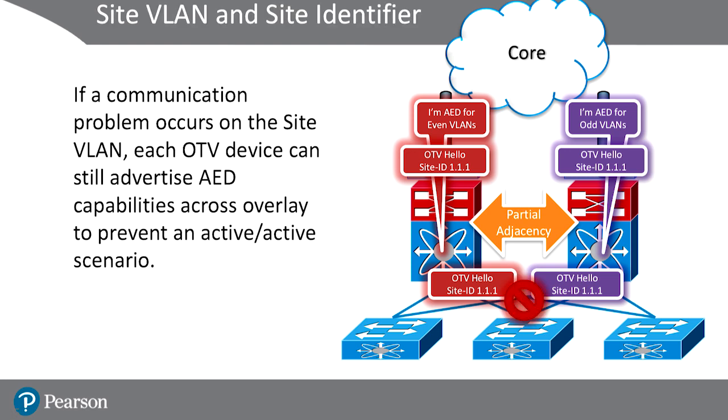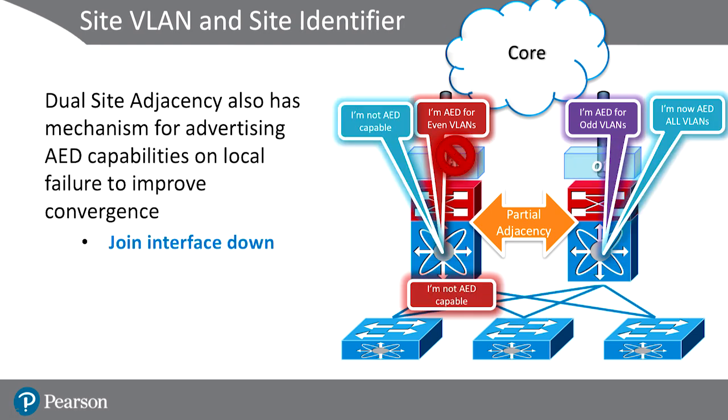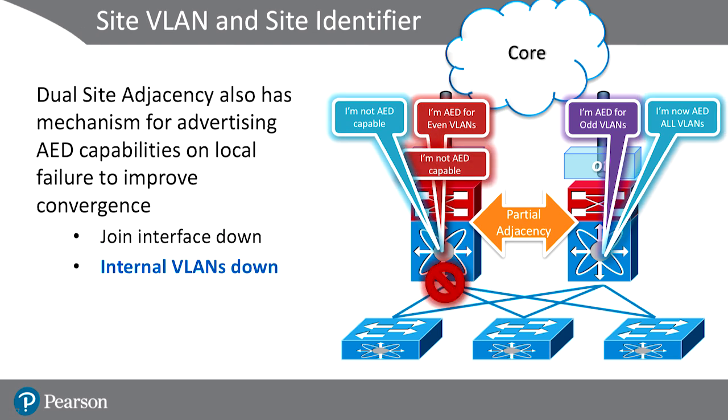If a communication problem occurs on the site VLAN, each OTV device can still advertise AED capabilities across the overlay to prevent an active-active scenario. But locally on the site, you might see a partial adjacency. The dual site adjacency also has a mechanism for advertising AED capabilities on a local failure to improve convergence. If the join interface on one of the AEDs goes down, the AED role shifts from one edge device to the other, and the other becomes the AED for all the VLANs. The same thing happens with the internal VLANs if they are down.